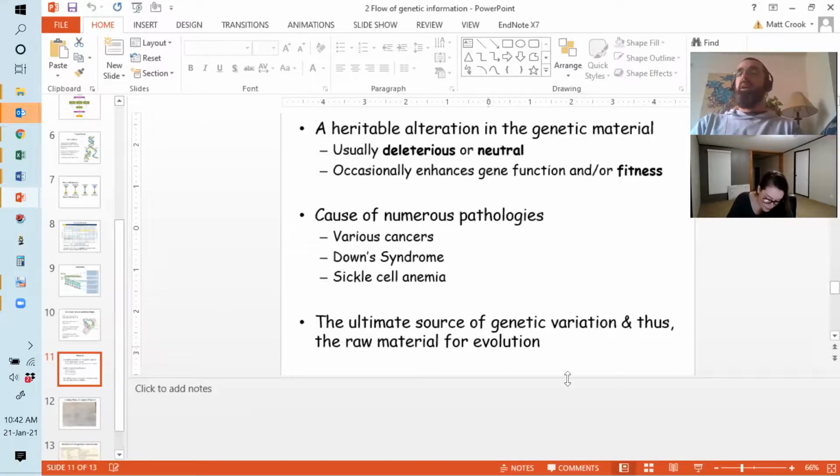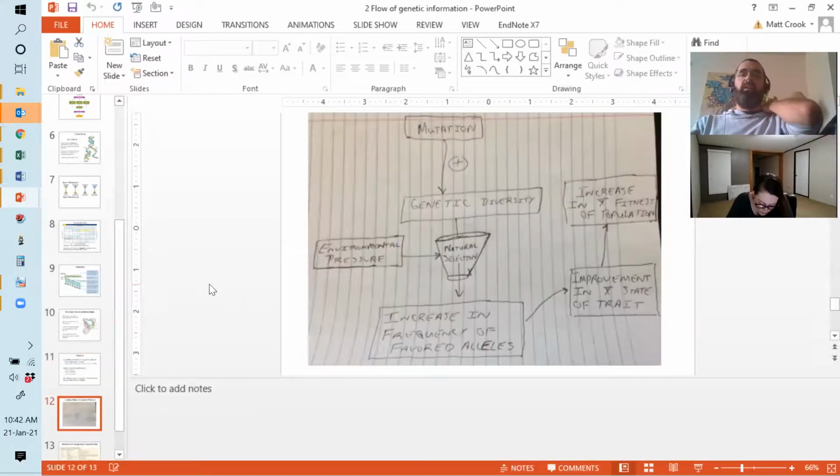And very rarely those mutations may enhance gene function or the fitness of the organism, right? It's worth pointing out that, say a mutation occurs in me. Actually, I'm a terrible example because I've finished having kids. Say a mutation occurs in one of my children. Where does that mutation have to occur for that to be inherited?